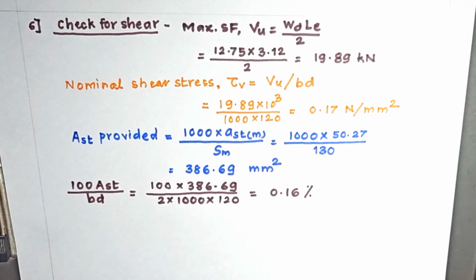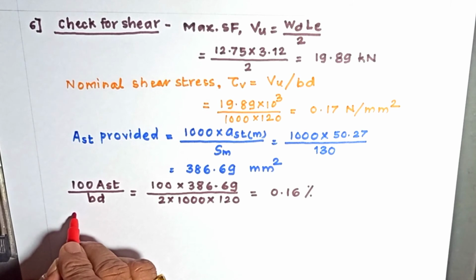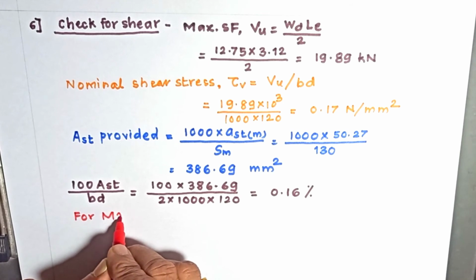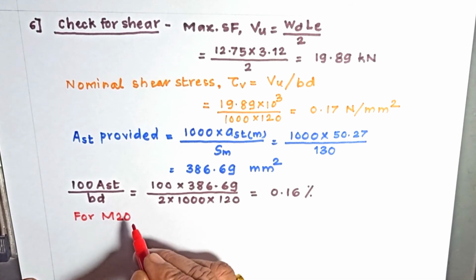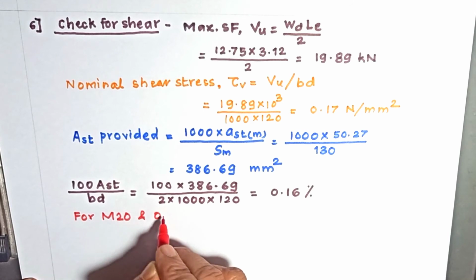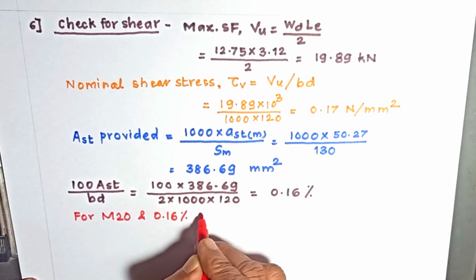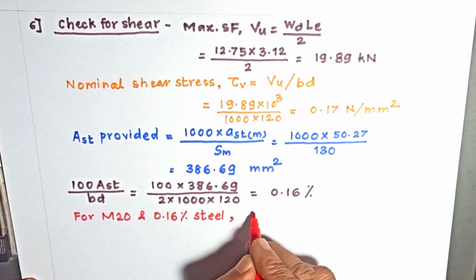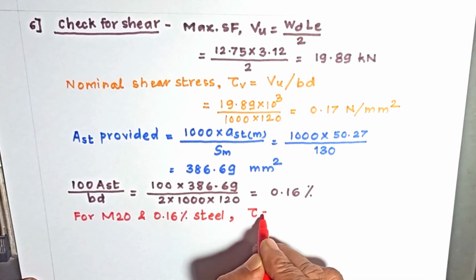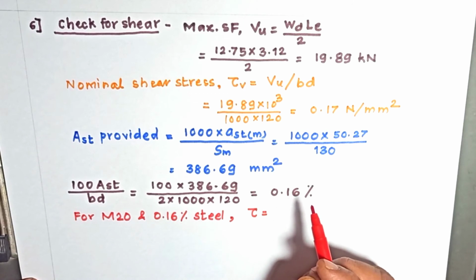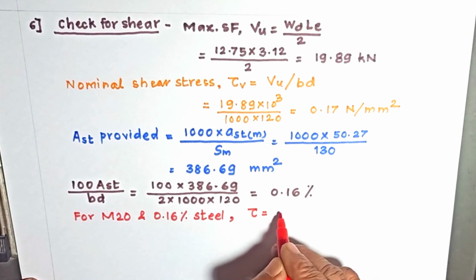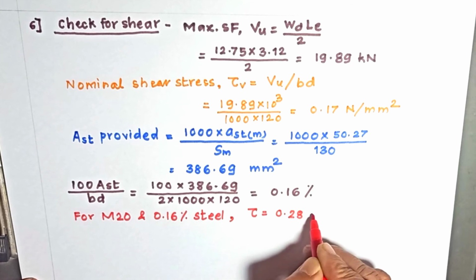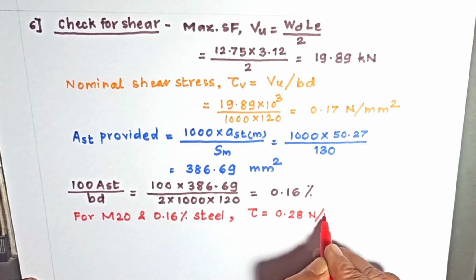For M20 and 0.16% steel, shear strength of concrete, that is tau C, that we have calculated from table number 19, and it comes out to be 0.28 Newton per mm square.